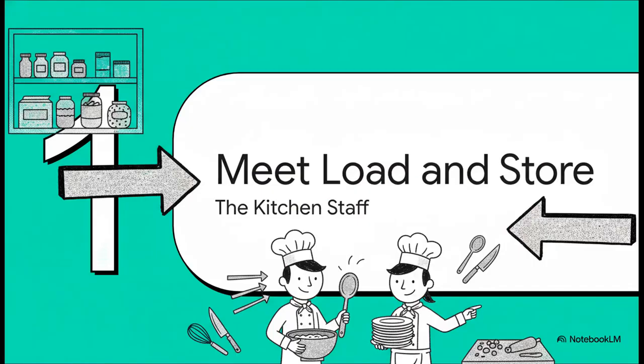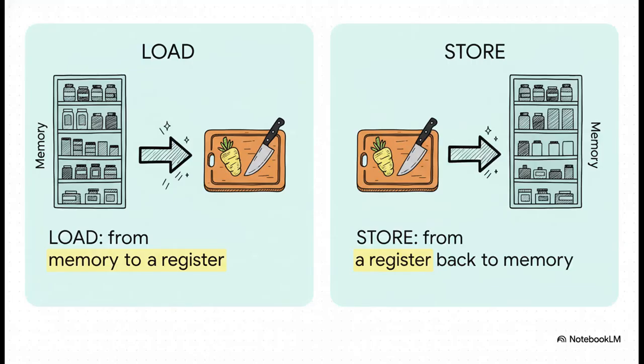So if the chef can't leave the cutting board, how do we get the ingredients from the pantry? Well, you hire some kitchen staff. And in the processor's world, this staff is made up of two essential instructions, load and store. It's a really simple but powerful division of labor. The load instruction, we call it LDR for short, its whole job is to run to the pantry, which is the memory, grab an ingredient and place it on the cutting board, a register. And on the flip side, you have the store instruction, or STR. It takes the finished dish, the result of the chef's work, from the cutting board and puts it back into the pantry for long-term storage.